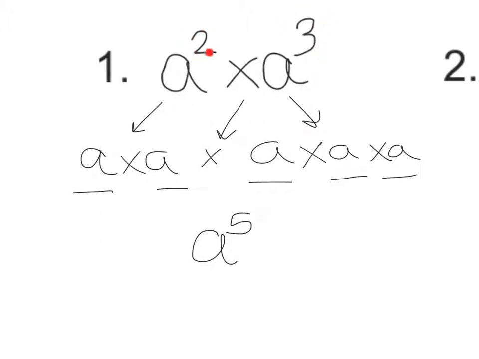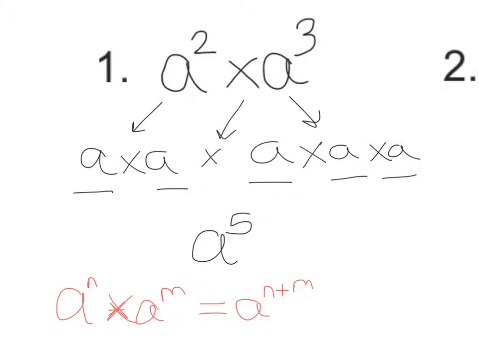If you look, in order to get 5 from 2 and 3, you have to add them, and in fact that's the law. The law is, if you've got one power here, and you're multiplying it by the same number with another power, you add the powers. And if it's helpful for you to write them out like this, then write them out. Okay, so we're adding the powers when you multiply.